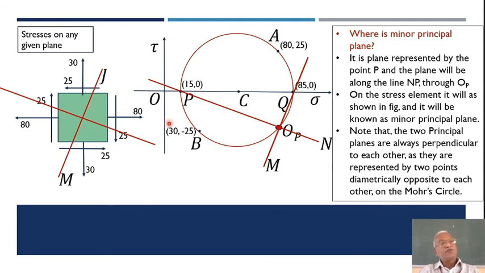So this is how to identify from the Mohr circle where the principal planes are represented by the points, and then if you know OP, how to identify the inclination or orientation of principal planes, major and minor both.